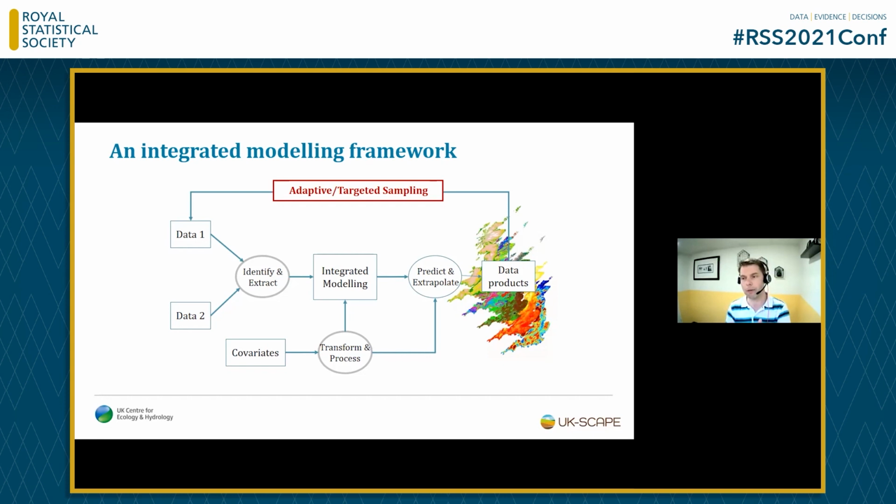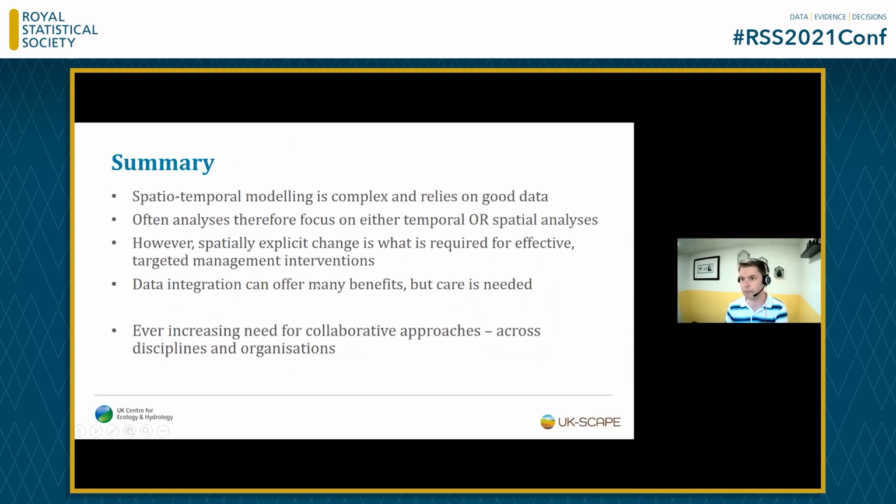That then feeds back into your model, and the process iterates, and it becomes a dynamic approach. So what's on the screen is a schematic of that whole idea: we've got two or multiple data sources going into some sort of integrated model with covariates. We use that model to produce our maps, our data products, and we use the uncertainty or the information around that to then target and direct our sampling in a more efficient and effective manner.